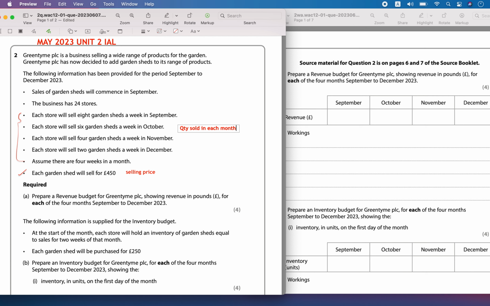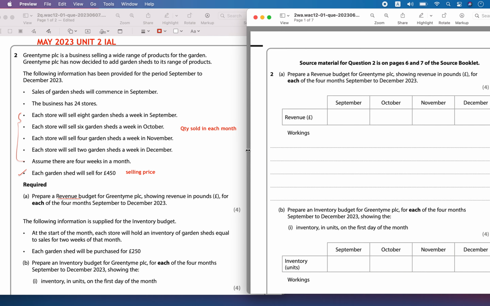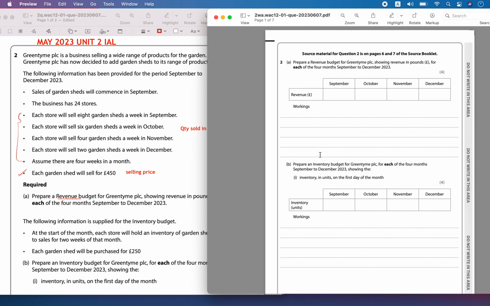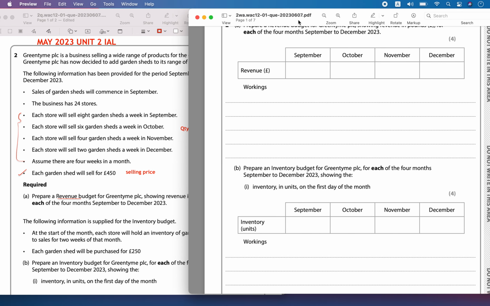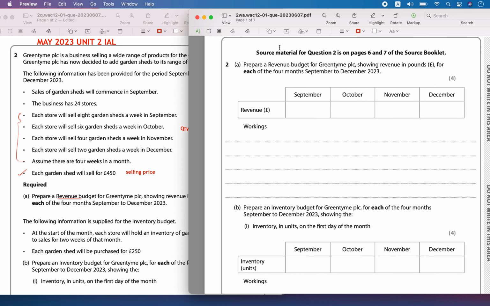In September, it is able to sell 8 sheds per week. You have to calculate for the entire month. Now prepare a revenue budget for Greentyme PLC showing revenue in pounds for each of the 4 months, September to December. The general formula for any revenue is the quantity times the selling price, or the rate. How much quantity you are able to sell, and at what price you are selling it. That is going to get us revenue.